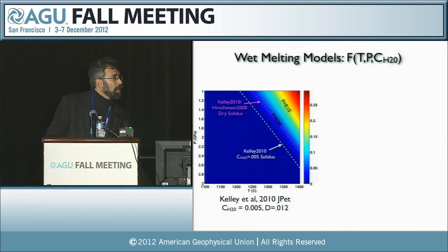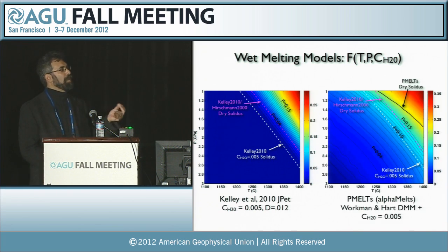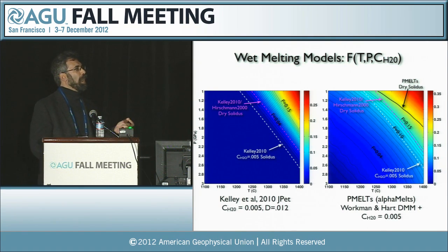Here's one. I don't necessarily trust it, but I took pMELTS and actually added water to it and asked what is the F of T, P, and C for that. And this is sort of interesting. If you actually make it dry, this is for a depleted mantle source. If you make it dry and take potassium out of it, the dry solidus is actually a higher prediction than Mark Hirschmann's estimate, which is about here.